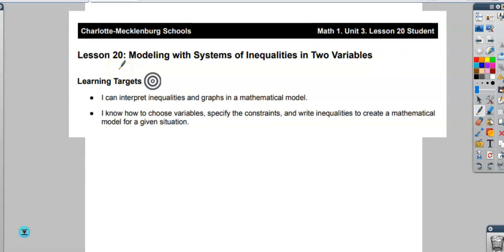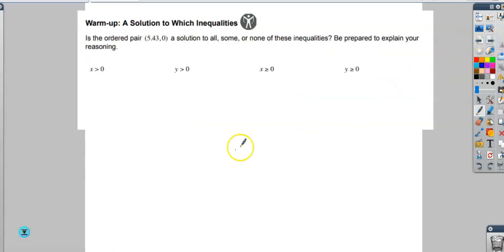We're on lesson 20 for this unit 3, and we're talking about interpreting inequalities and graphs in a mathematical model. When we model with math, that's just using equations, graphs, tables, anything we can use words to show the mathematical relationship of things. I know how to choose variables, specify the constraints, and write the inequality to create a mathematical model for a situation. So let's go ahead and try that warm up.